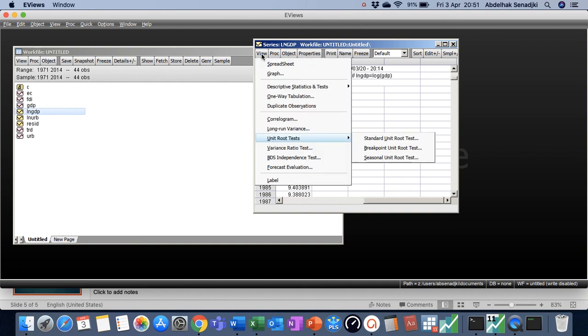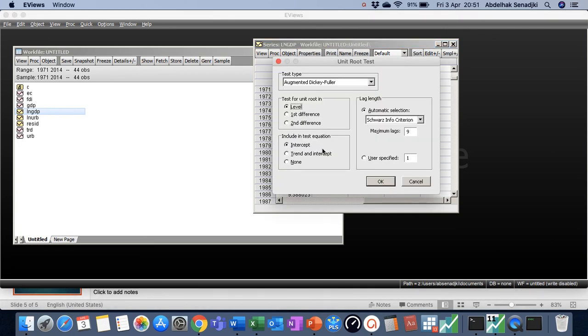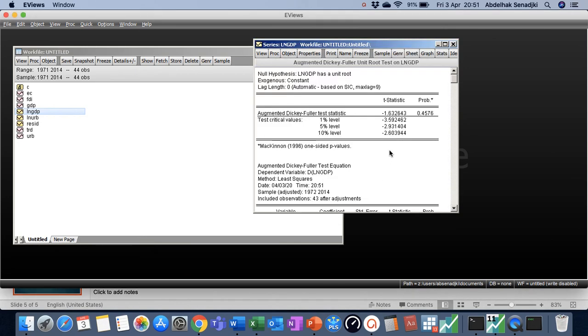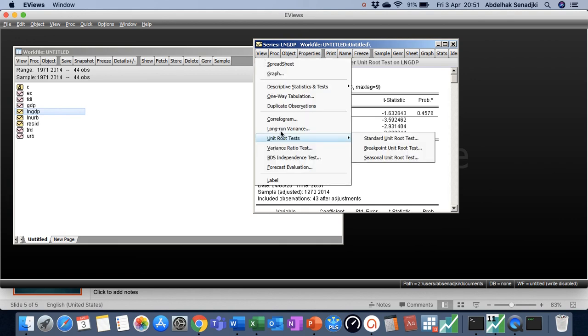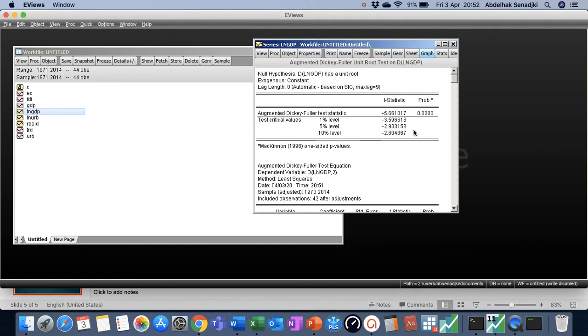So I click on GDP first. I come to view, unit test, standard unit test, and I see at level, not stationary. Again, at first difference, stationary. So therefore now we can see that ln GDP is stationary at first difference.